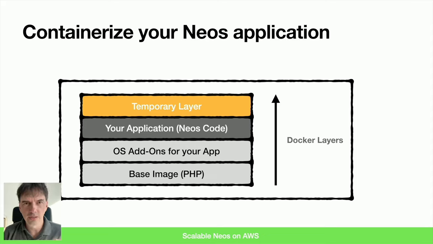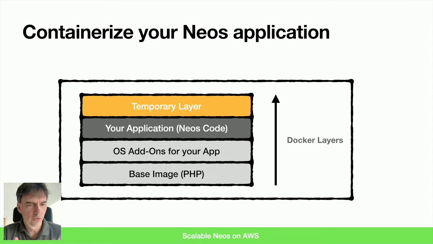Probably you are using Docker in development, and what exactly does it mean for you as a developer? You have a base image, which is usually a PHP image. You add some OS-specific add-ons for your application in a Dockerfile. For example, you install PHP extensions, you install tools that you require, ImageMagick, GraphicsMagick, everything that your application will require. On top of that, you add your application, which is basically the Neos and Flow code.